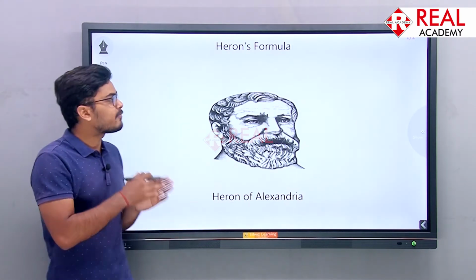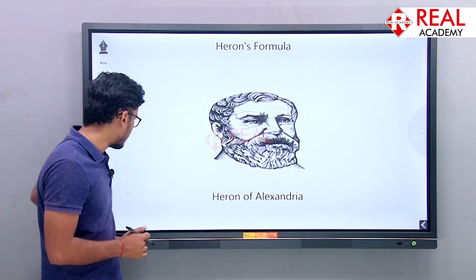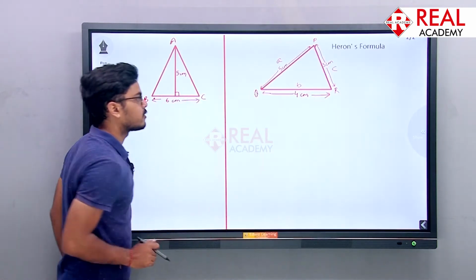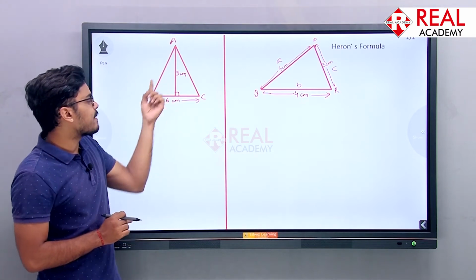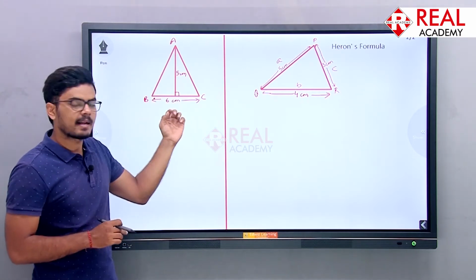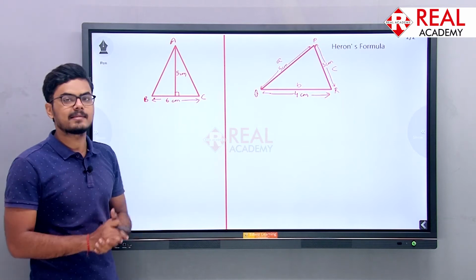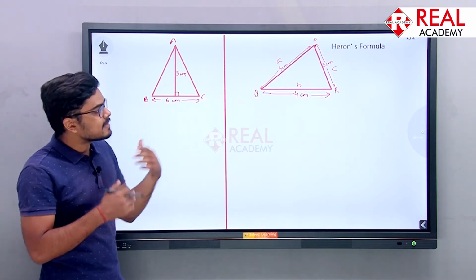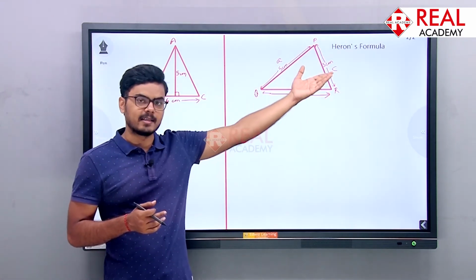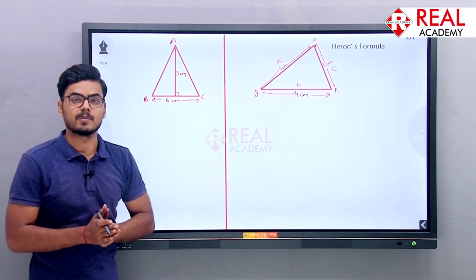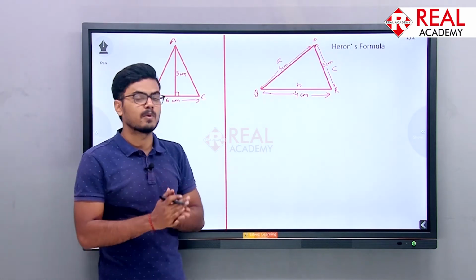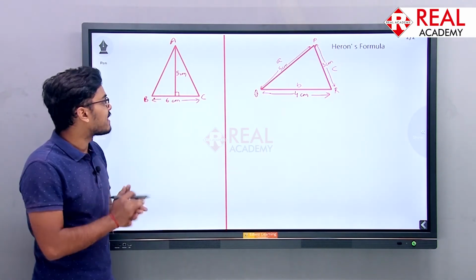So what is his formula based on? Let us go to the next page to better understand that. On this page you can see there are two triangles. The first triangle is ABC, where the height of the triangle is 5 cm and the base is 6 cm. In the second triangle we don't know the height, but we know the sides of the triangle, 3 cm, 4 cm, 5 cm. So you might have guessed why Heron's formula is used. Let us see what you have guessed.